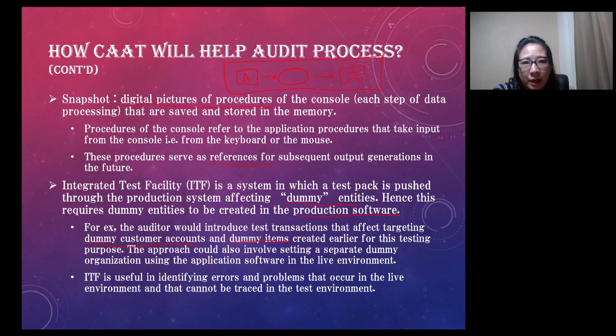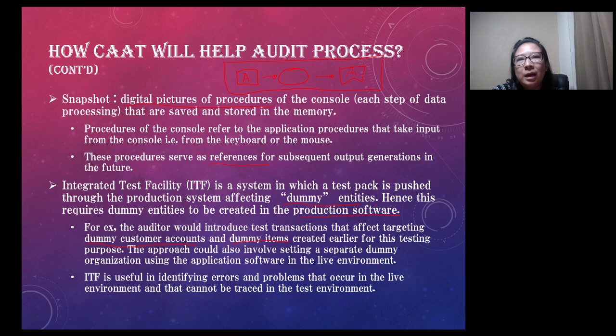I explained to you before that usually we will have separate servers: there is a testing server, there is a development server, and there is a production server. So in the ITF, instead of using the testing server or audit server, we go directly to the production server, but we put the dummy transaction there, and then we run it.